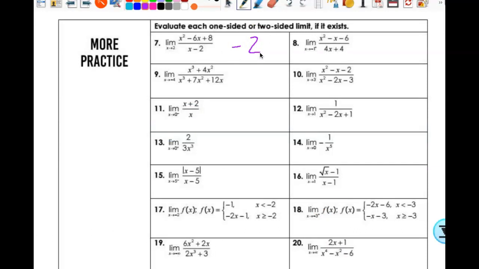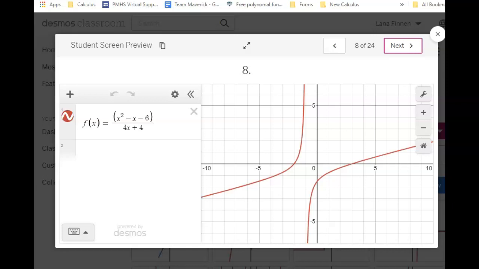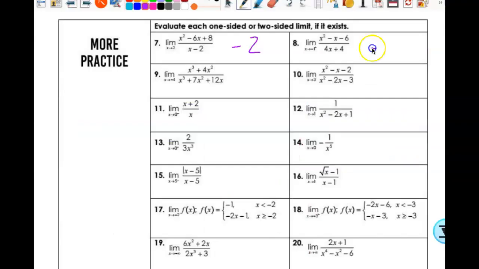So then on number 8, I'm asked for the limit as x approaches negative 1 from which direction? Which is which direction? The right, good. And so as I approach negative 1 from the right, my function is approaching negative infinity.